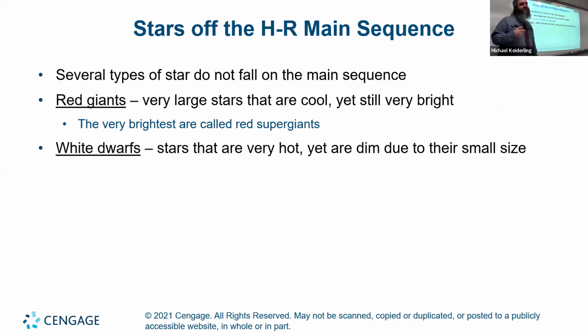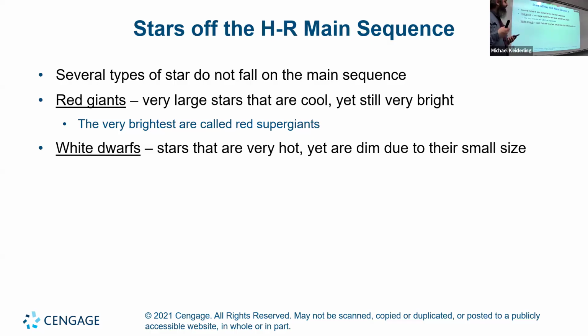So several types of stars do not fall on the main sequence. Red giants are very large stars that are cool yet still very bright. So they actually are generating more energy, because the total luminosity corresponds to how much. But they got so hot in the center that the outer layers expand, so the outer surface cools down. So that energy is just spread out more. The very brightest are called red supergiants.